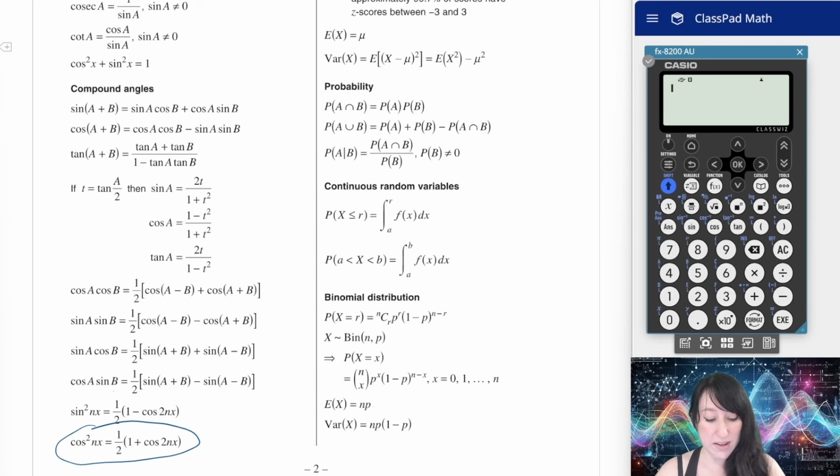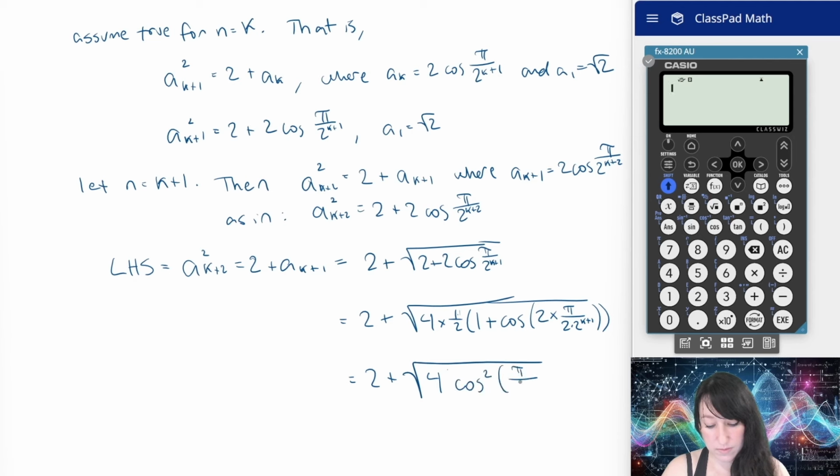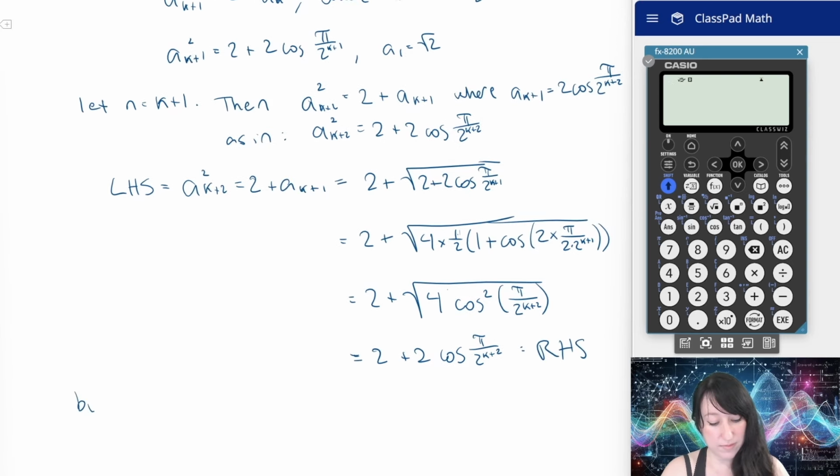So we'll be able to express what's inside that square root in terms of cosine squared. We just needed to say 1/2 times 1 plus cosine of 2 times something. So if we factorize out 4, we'll be left with 1/2 times 1 plus cosine. Now inside the cosine we want it to be double of something, so let's multiply by 2 and 1/2 at the same time. Now that will become pi over 2 to the k plus 2. And we can square root. And that is actually the right-hand side we were looking for. So by the principle of mathematical induction, the statement is true.